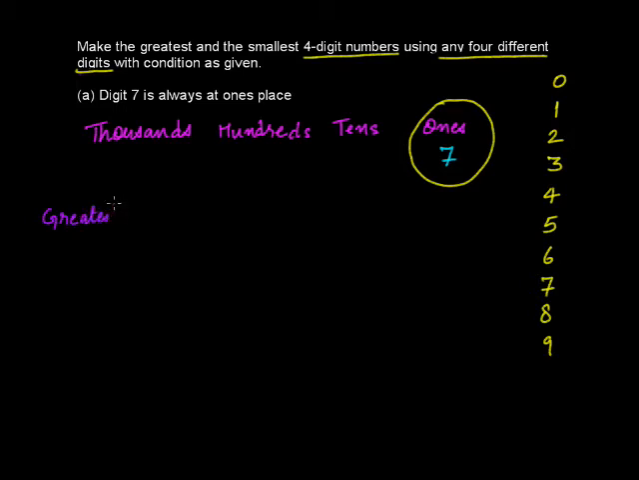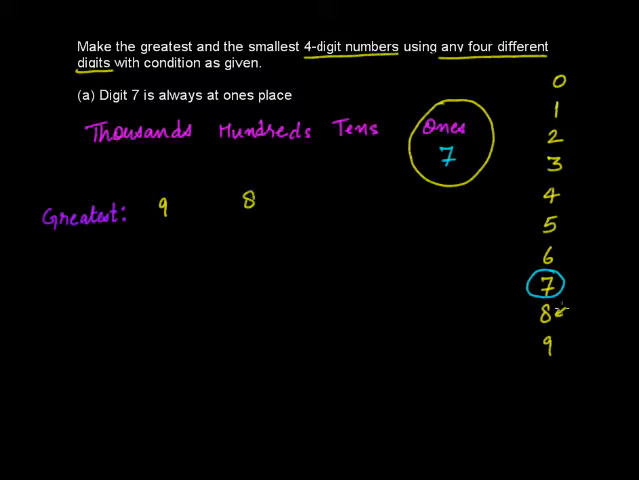Greatest. Among these different digits except 7, we cannot use this anymore and therefore forget it. Which is the greatest number? Greatest digit from 0 to 9? Of course 9. So I'll write 9 here. Which is the next greatest digit? Of course 8. I'll write 8 here.